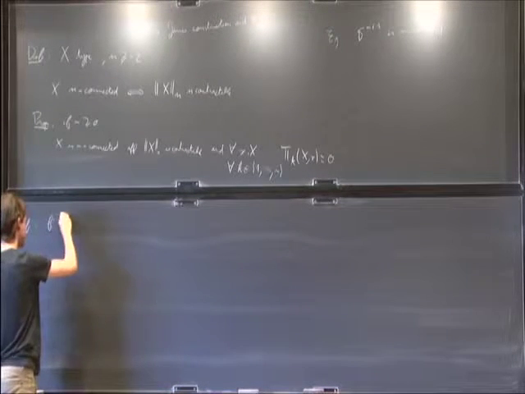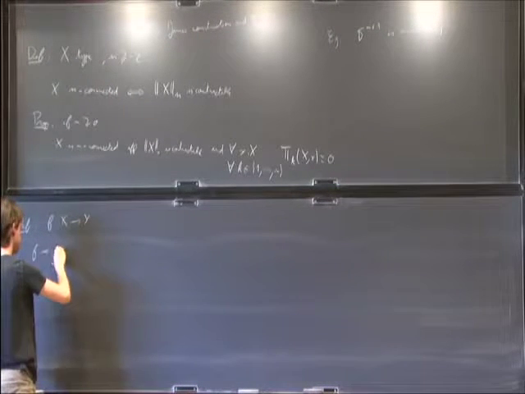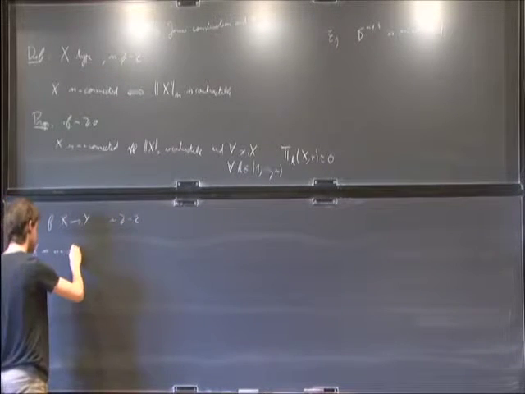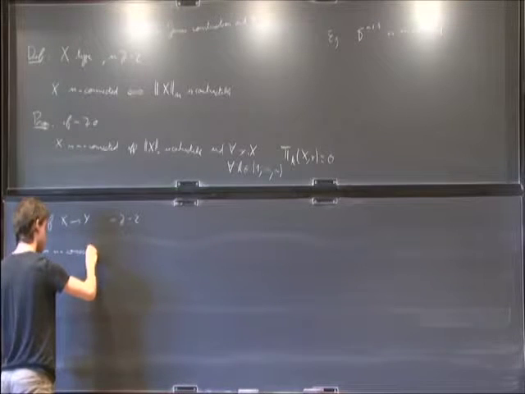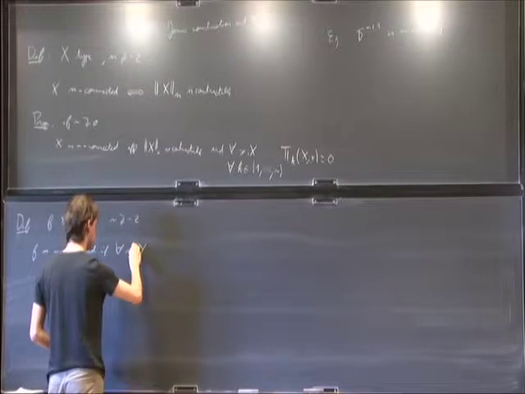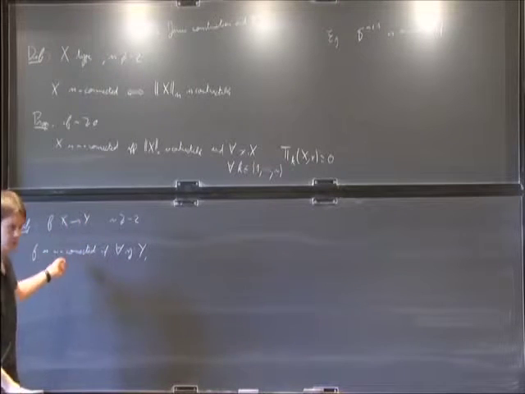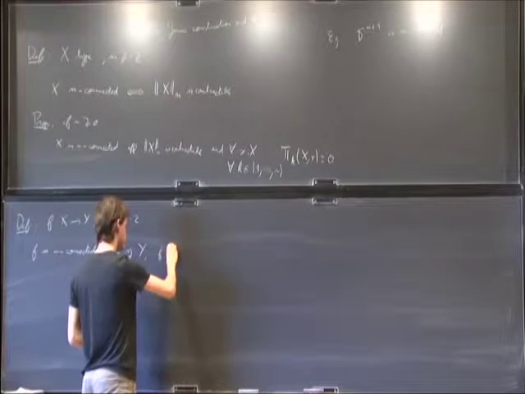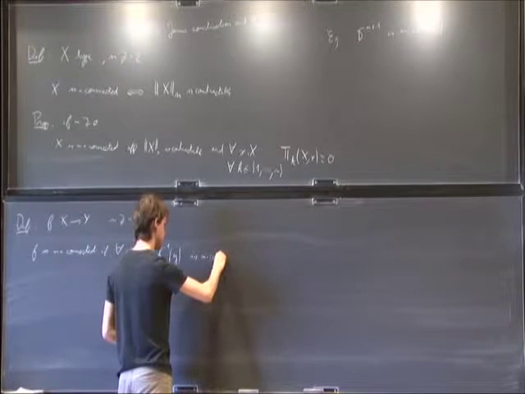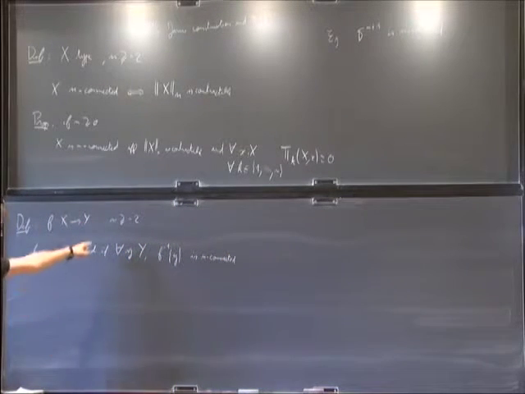Now if you take a map f from X to Y, and again n at least minus 2, we say that f is n-connected if for all y in Y, the fiber of f at y is n-connected. So f^(-1)(y) is n-connected. This is the homotopy fiber of the map at the point y.